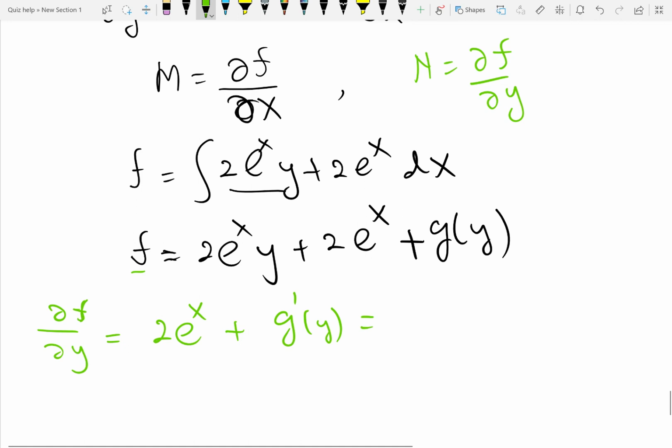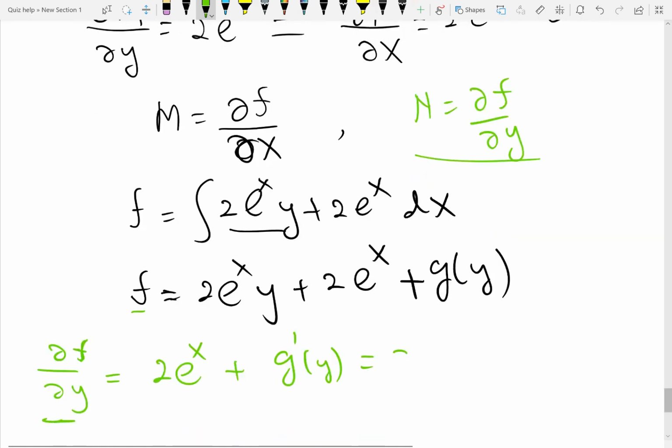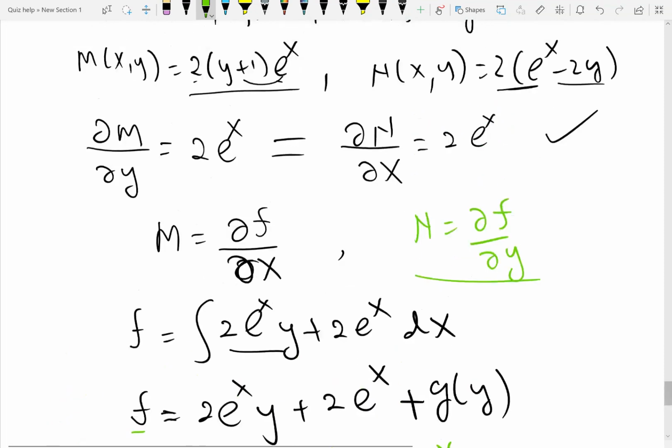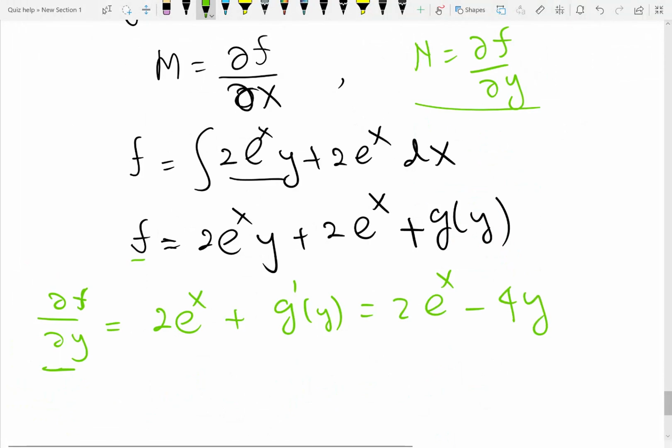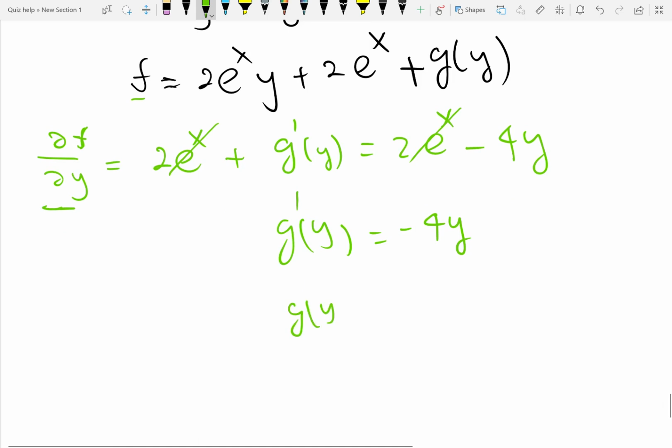Now this is supposed to be equal to N by definition. So what is N actually? N is given to us as 2 times e to the x minus, let's distribute the 2, so it's minus 4y. If you compare these two, the 2e to the x cancel out, so g prime of y is negative 4y. Now we know g prime of y, so to get g of y we have to integrate negative 4y with respect to y. If you integrate, it's negative 4y squared over 2 plus c.